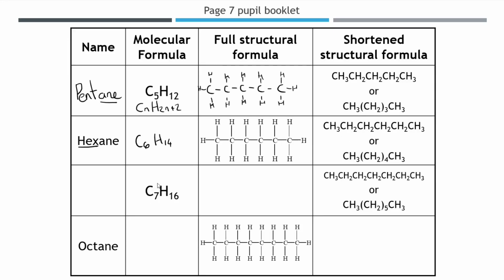Back to working backwards here, we've got C7H16. When we've got 7 carbons, that means the prefix is hept, and it is an alkane again because it corresponds to CnH2n+2. Drawing out the full structure here, I'll try squeeze it in as best I can, not much room.